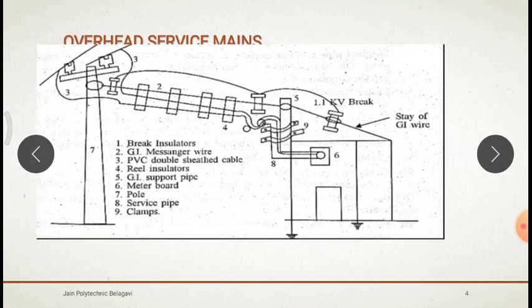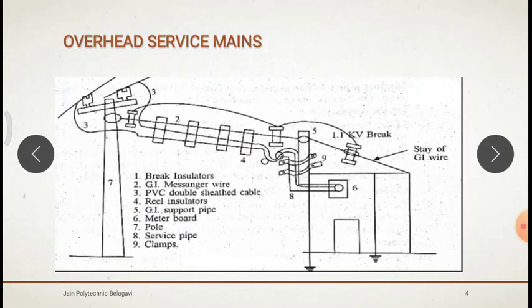First we'll see this image. In this you can see how the overhead service main is constructed. This is the electrical pole, this is the home and this is the meter board. From pole to the meter board, how the connection is given, that we'll see now. So first we'll see what materials are required to install the overhead service main.